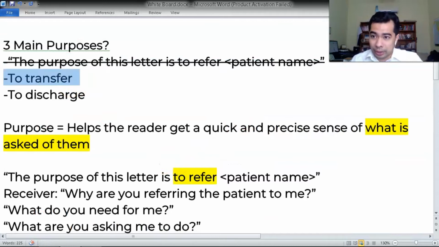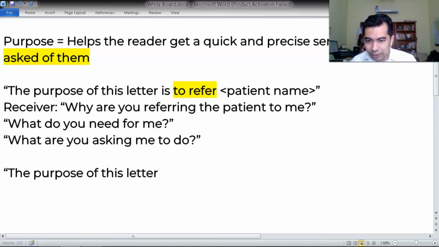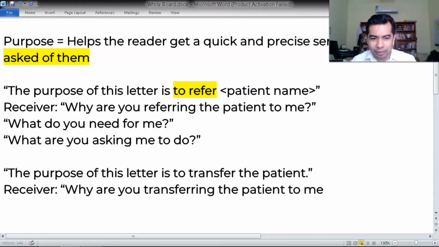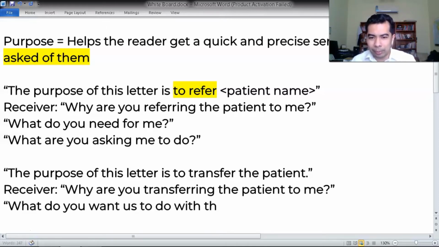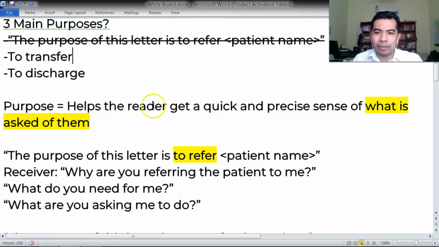Next, to transfer. It's the same here. If you're going to write the purpose of this letter is to transfer the patient, that question from the receiver will come up again. The receiver will ask, why are you transferring the patient to me? What do you want us to do with the patient after transfer? So that's what will keep happening whenever you use these types of purpose. It doesn't really give the reader a quick and precise sense of what is asked of him or her.